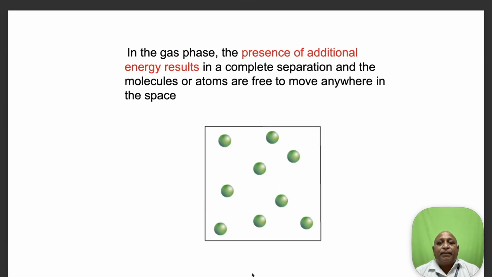Next, if you see the gas phase, because of the presence of additional energy in the molecules or atoms, the molecules are completely separated and they are free to move anywhere in the space. You can see the molecules are scattered in the gas phase. This is how the molecules or atoms are present.